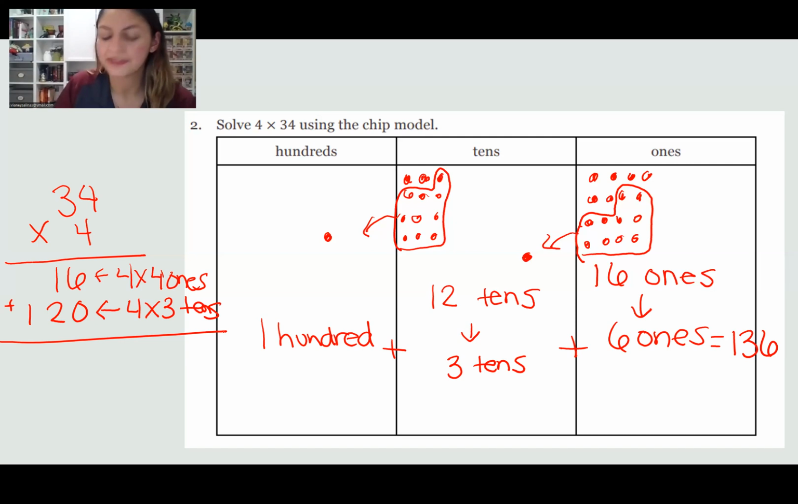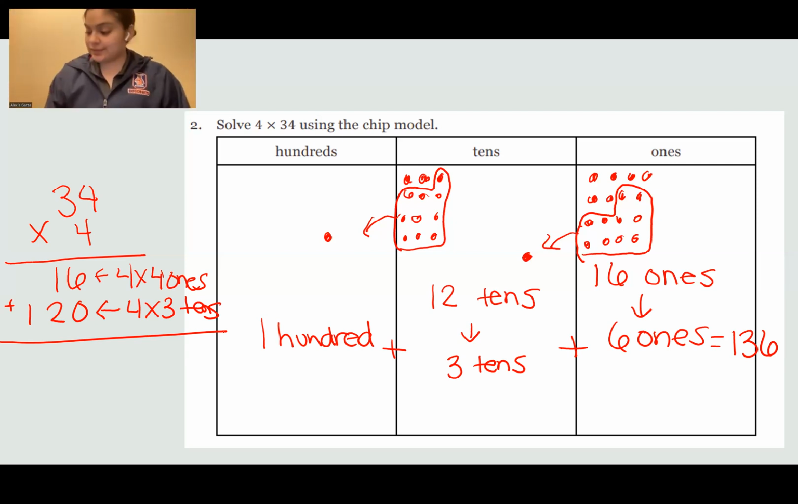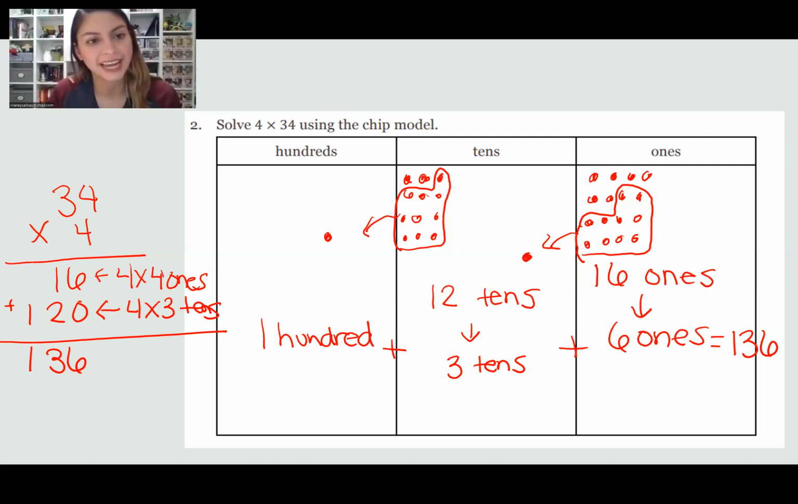Now it's time to find the total. What is the total of 16 plus 120? 136. So our products are the same, and we've got the same product for 4 groups of 34. Great job.